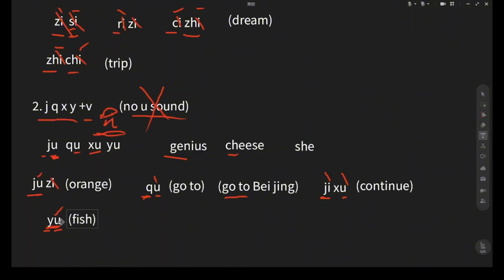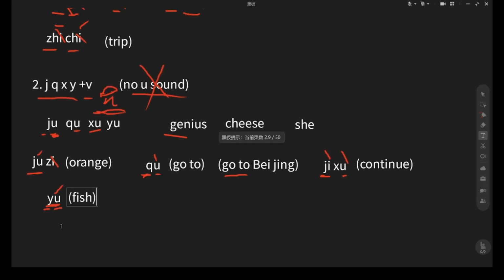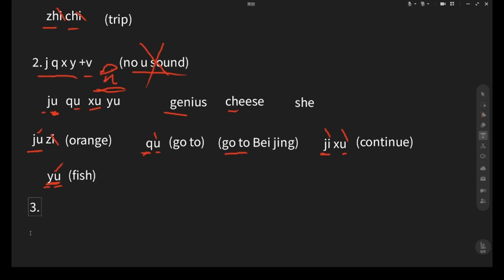So let's see rule number 3. I have a question. Do you know how we mark the tone? Do you remember? We mark the tone on the vowel, yes. But how about if we have several vowels in one pinyin? For example, like this, there are two vowels. E and R, right? So which one do we mark on?